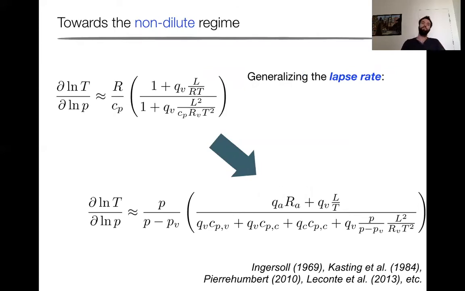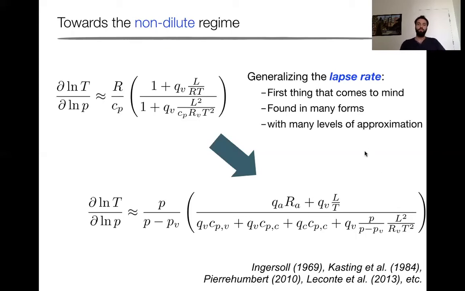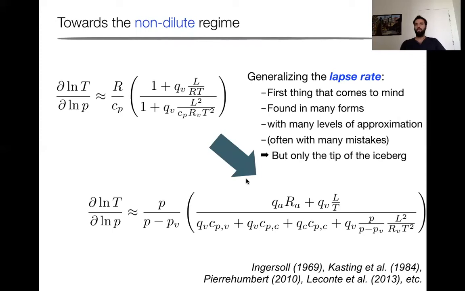So when we talk about going towards the non-dilute regime, so the regime where the vapor can be pretty much anywhere between almost 0 and almost 1, then the first thing that comes to mind is generalizing the lapse rate. And of course, you find that in many forms, in many papers that you can see here, with many levels of approximation, and even sometimes many mistakes. And actually, I think it's just the tip of the iceberg. You just have to be careful with that, but there is nothing really tricky about that. What is really tricky is actually putting your GCM in a position where you can really go into that non-dilute regime. And for that, you need to do some preliminaries.